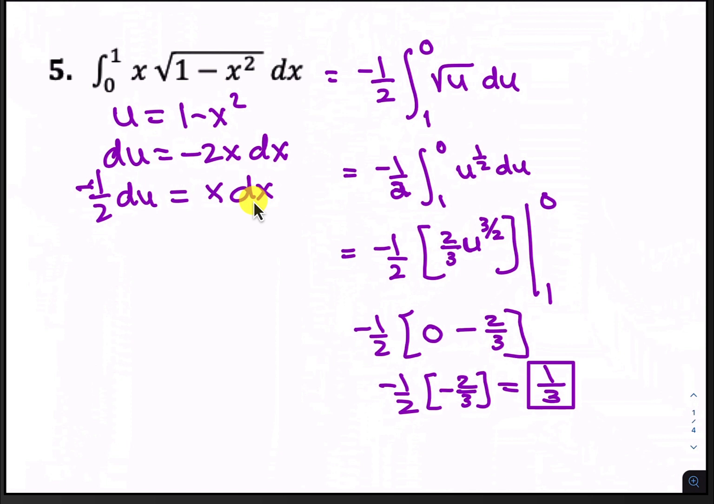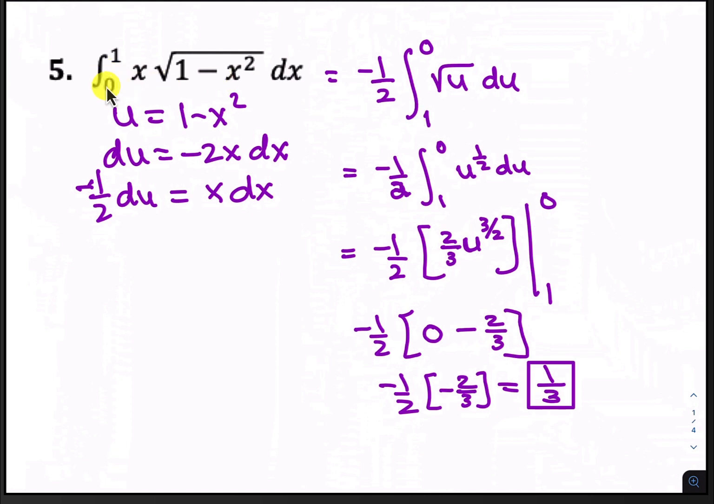So we're ready to rewrite our integral. We have the negative 1/2 constant that we would pull out in front. The square root of 1 minus x squared becomes the square root of u. And of course the x dx is written as the negative 1/2 du. So here's our new integral. And we change the limits of integration as well.